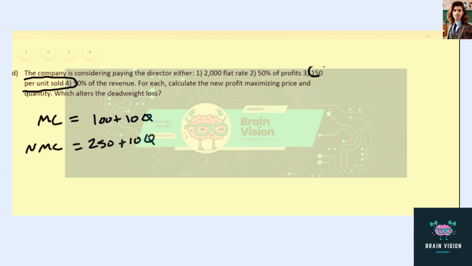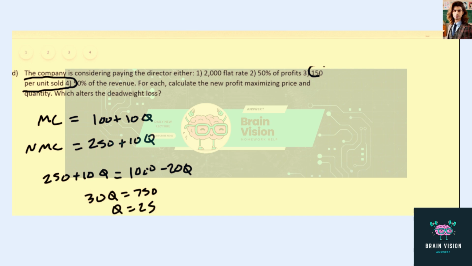And then we just do exactly what we did before. We set marginal cost equal to marginal revenue, minus 20Q, and we solve for Q. And then this is going to be 30Q equals 750, and Q equals 25.